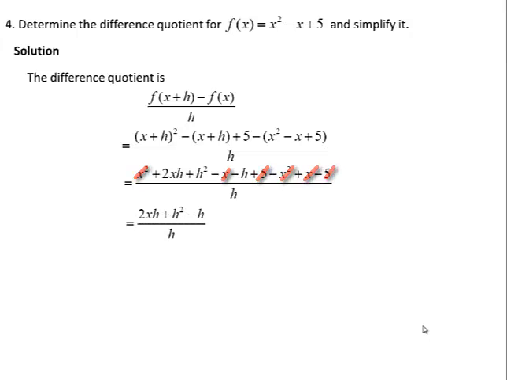All that's left in the numerator is 2xh plus h squared minus h. And then, well, you could factor an h out of the numerator, and then you could cancel out those h's, which leaves you with 2x plus h minus 1. So that's the difference quotient, and it's simplified.